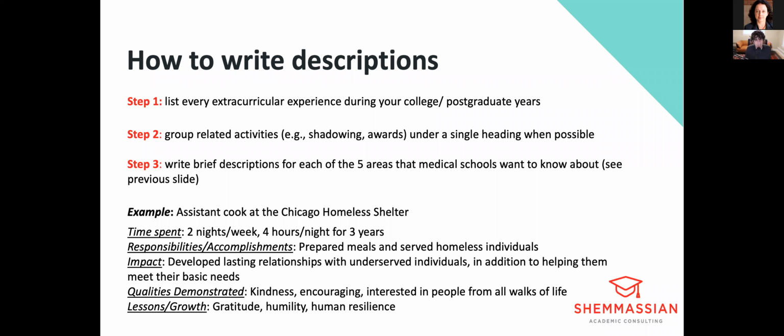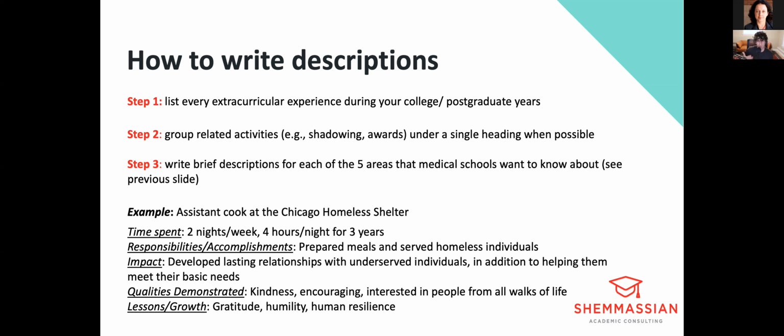Step number three is write brief descriptions for each of the five areas that they want to know. The previous slide is what covers it. So let's get into an example. All right. So let's say you were an assistant cook at the Chicago homeless shelter. This is a made up experience. For the time spent, you write down, as in the example I showed you earlier, I worked from this month to this month, this many hours. You basically want to write this down because it also helps you come up with your most meaningful decision. So write down time you spent, what were your responsibilities and your accomplishments.